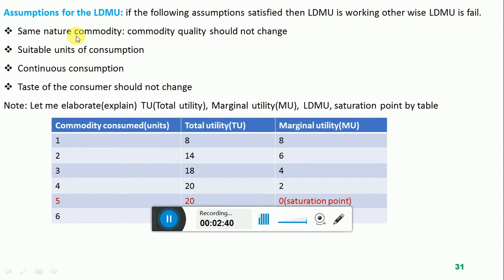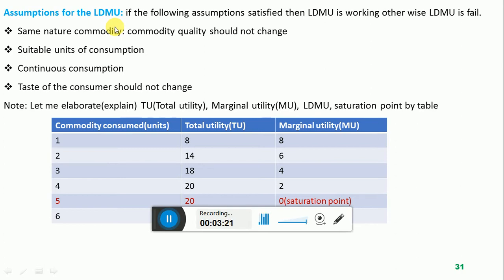The first, the nature of the commodity should not change. Then the law is true. Every next unit will provide less utility. But if quality, brand, or nature change, the law will fail. For example, suppose a thirsty person is drinking the first glass of water, but the water is low quality, hot water. Now when the consumer consumes the second glass of water, which is good quality water, Nestle company water, cool water, it is possible that the second glass provides more utility because its quality is better. So it means the law fails.